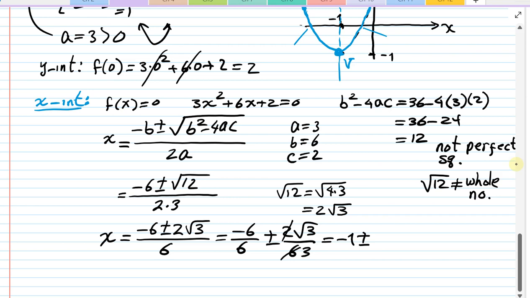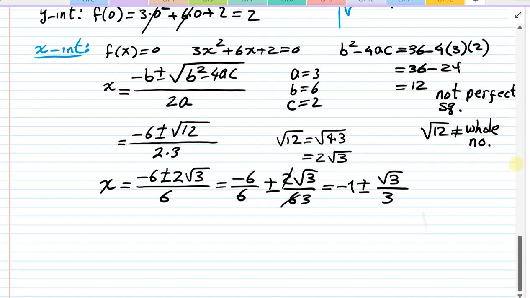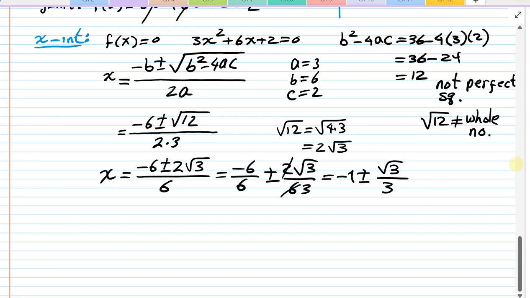That's going to be 1/3, plus or minus root 3 over 3. Now, square root of 3 over 3, this one we have to work out on the calculator. But there were two solutions out of this one. The exact numbers are negative 1 plus root 3 over 3 and negative 1 minus root 3 over 3. Those are the exact values.